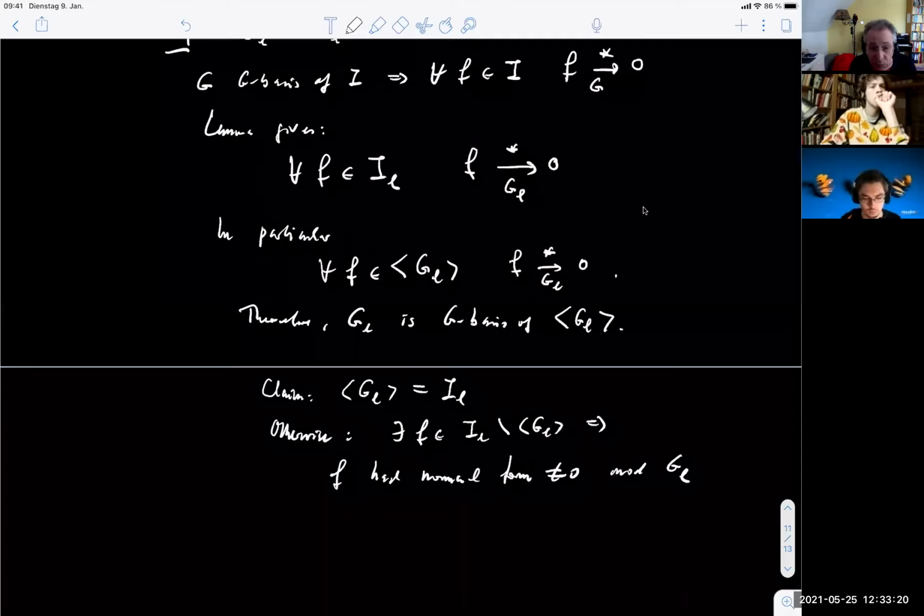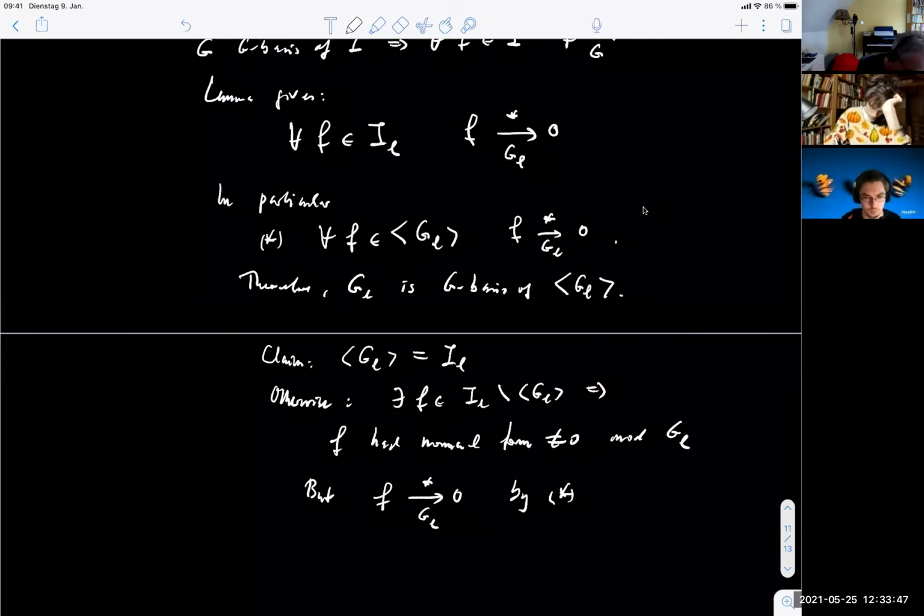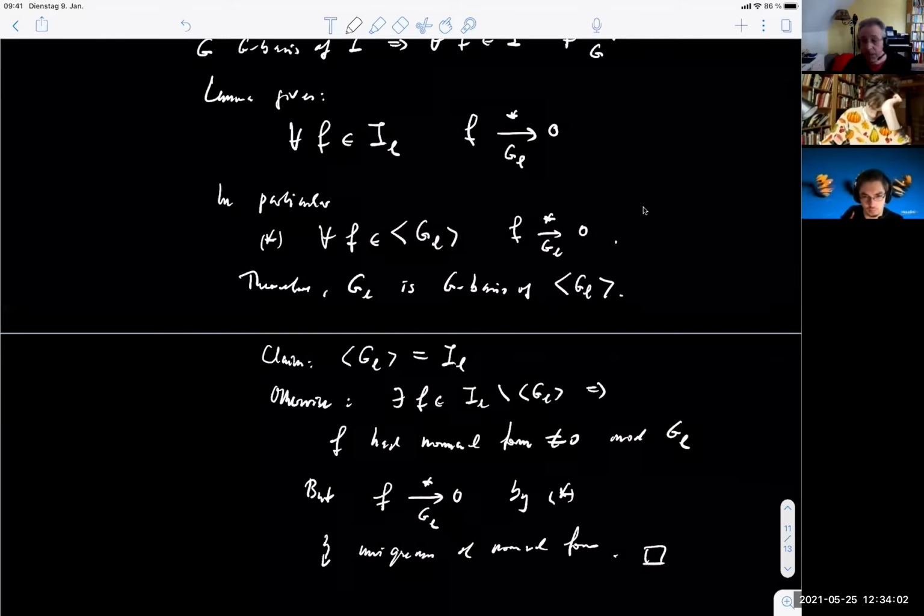If I have a polynomial and I want to know, is it in the ideal? I have a Gröbner basis. I just compute the normal form. It's unique, the normal form. But I know from the above, F reduces to 0 mod GL. Let me put here a star. And this is a contradiction to uniqueness of normal form modulo Gröbner basis. So I'm done.